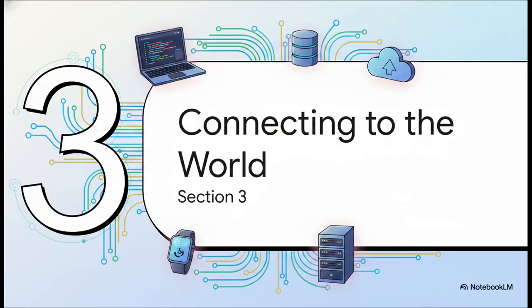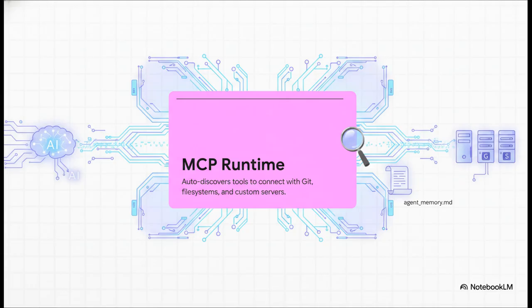That brings us to section 3, connecting to the world. The bridge between the AI's isolated brain and your actual computer is the MCP runtime, and this brilliantly illustrates modular design in action. The MCP runtime auto-discovers tools. Specifically, it's looking for MCP_server_tool to connect seamlessly with your external servers. We're talking about your local file system, your Git repositories, or even custom internal servers you've set up yourself.